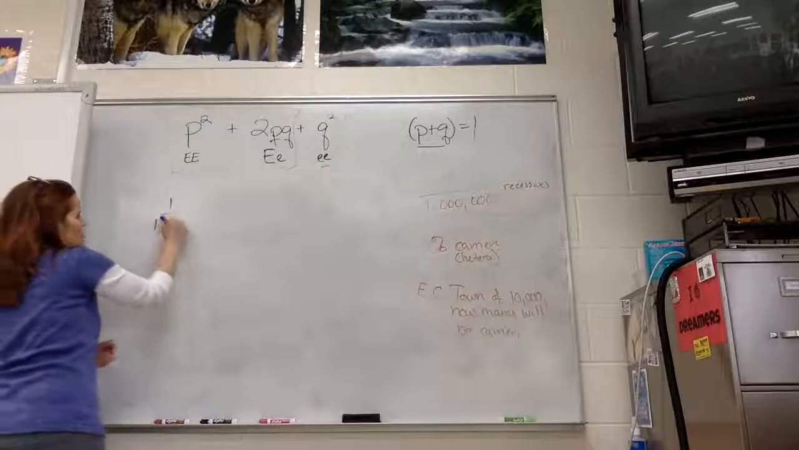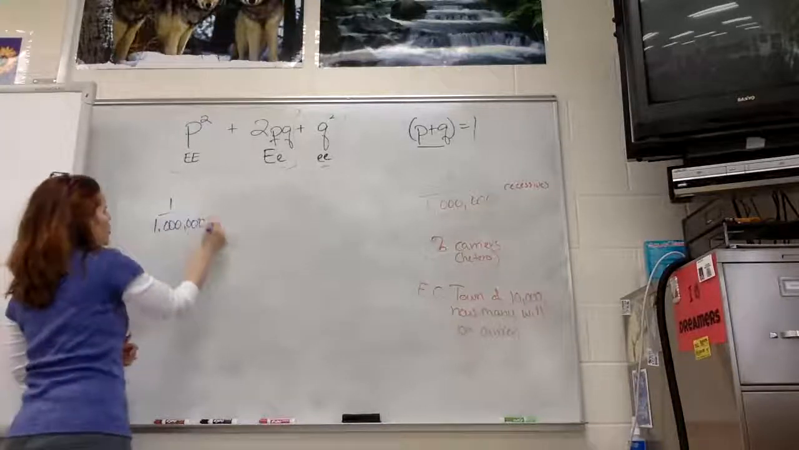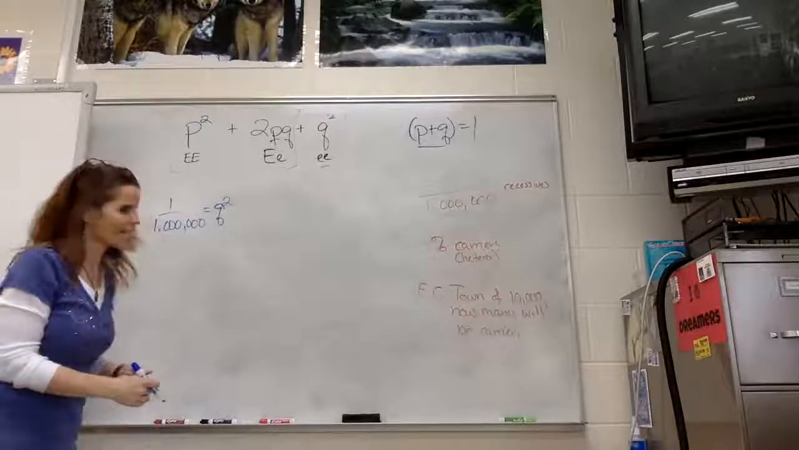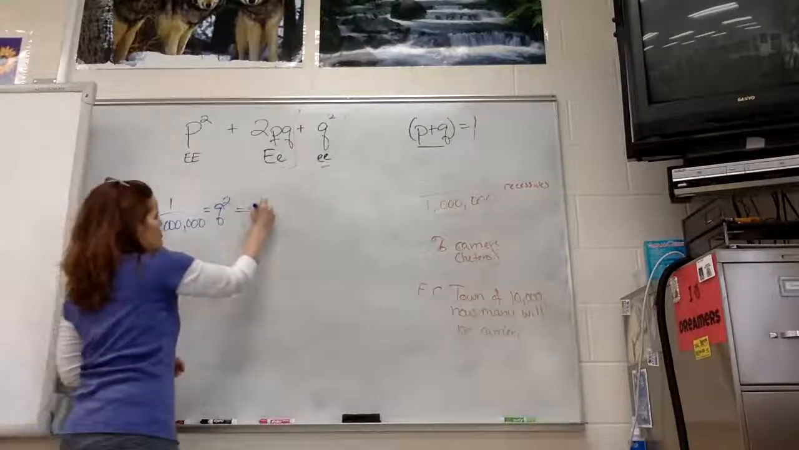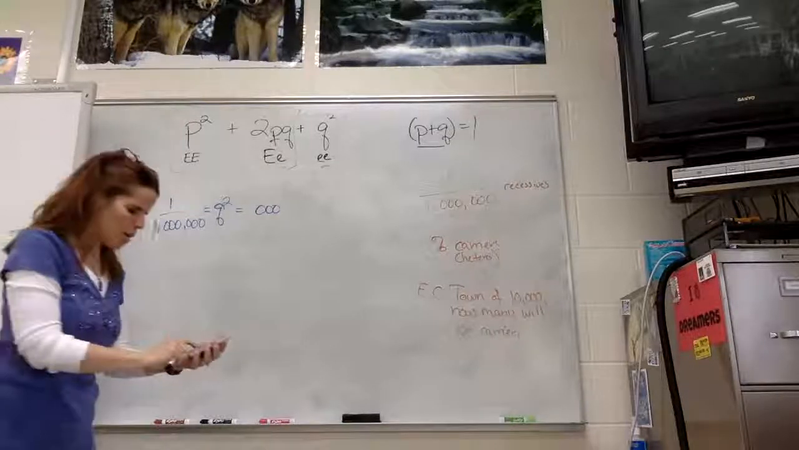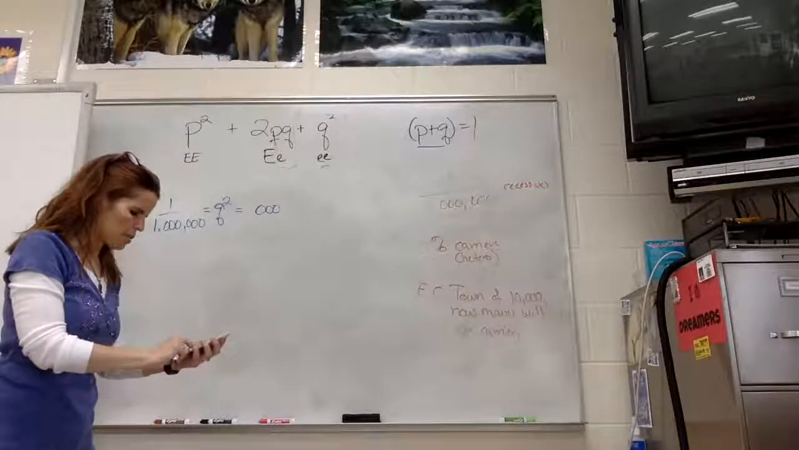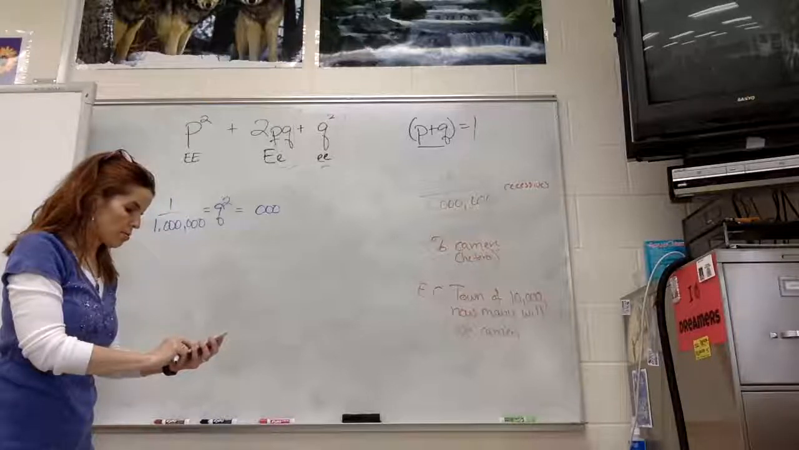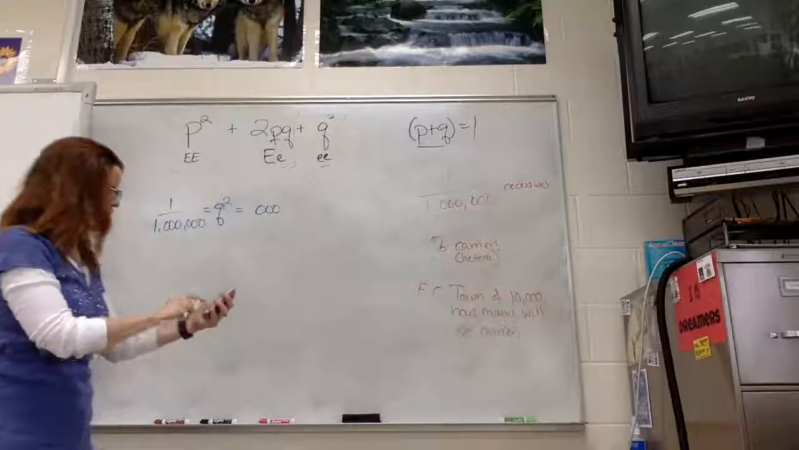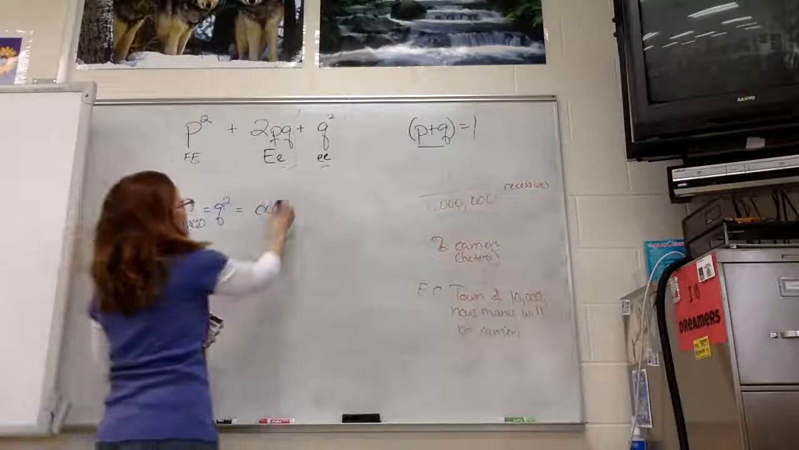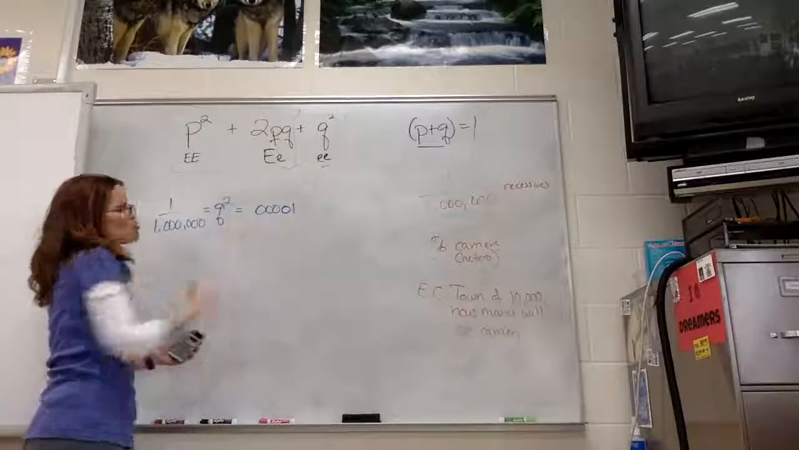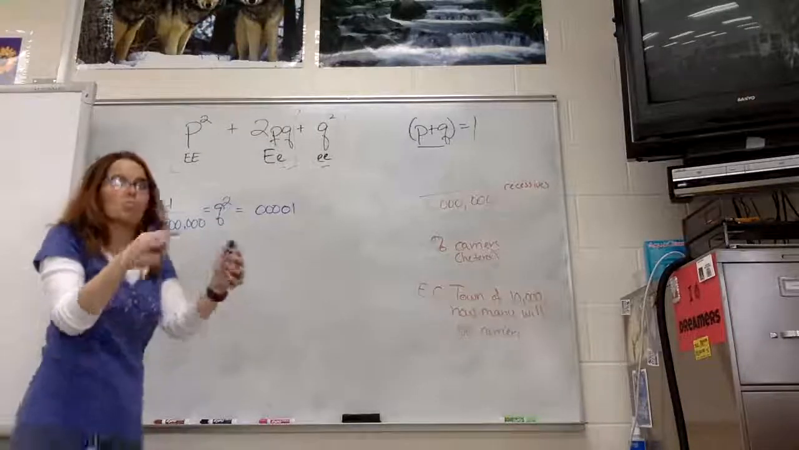1 out of a million is your q squared. I'm writing really fast because I think I'm going to run out of time. So that is the same as the decimal point 0, 0, 0. I can't remember how many zeros, so give me a second so that I do it right. 1 divided by 1,000,000 equals, I need 4 zeros. The math teachers are going to be disappointed in me, I'm sure. So that's q squared.